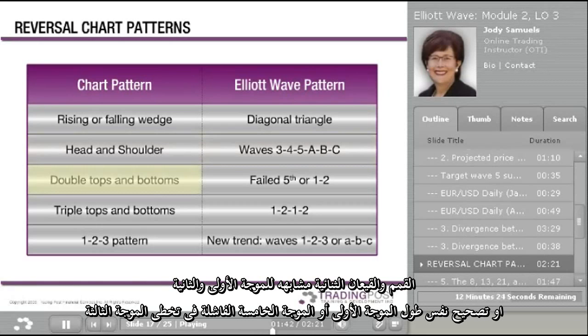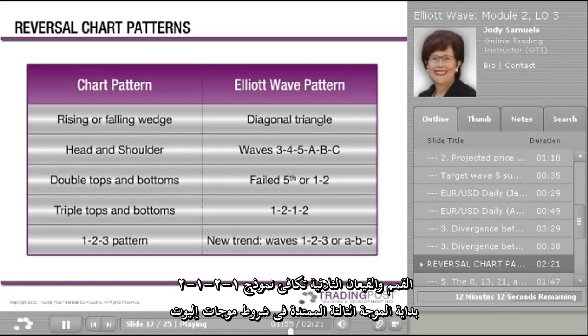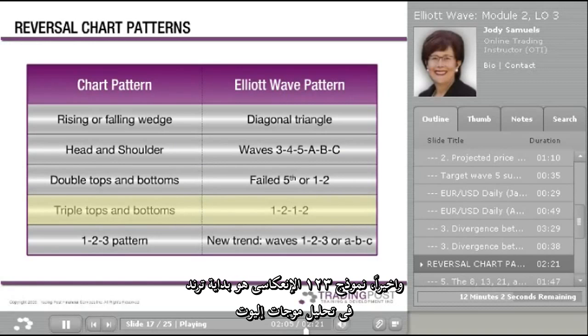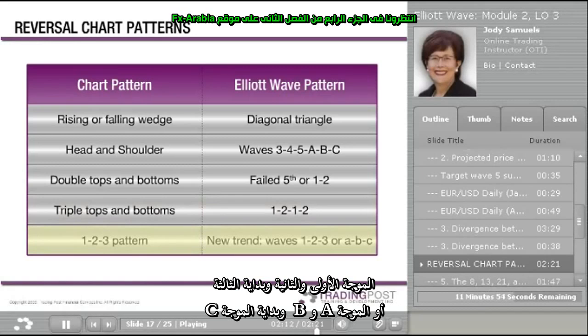A double top and bottom is similar to a wave 1 and 2, where 2 corrects the full length of 1, or a failed 5th wave, where the wave 5 fails to go above wave 3. Triple tops and bottoms are equivalent to 1-2, 1-2 patterns, the beginning of an extended wave 3 in Elliott wave terms. And finally, a 1-2-3 reversal pattern is the beginning of a new trend in Elliott wave analysis, waves 1 and 2, and the start of 3, or waves A, B, and the start of C.